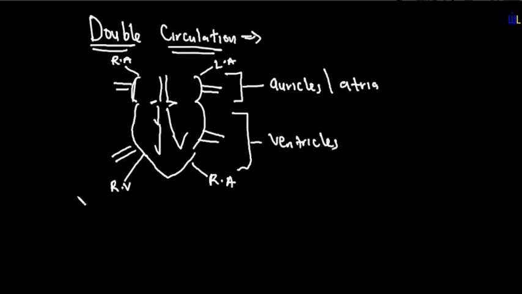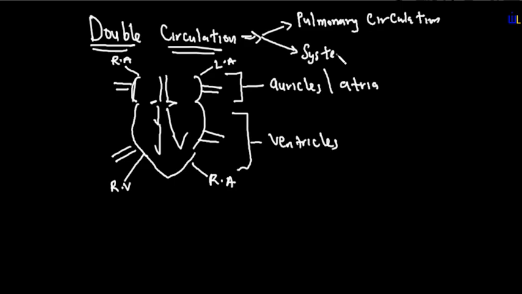So, where does the heart circulation occur? Double circulation is actually segmented into 2 parts. The 2 parts include the pulmonary circulation, and then you have your systemic circulation. Please put this down. The 2 parts of the double circulation in mammals include the pulmonary circulation and the systemic circulation.